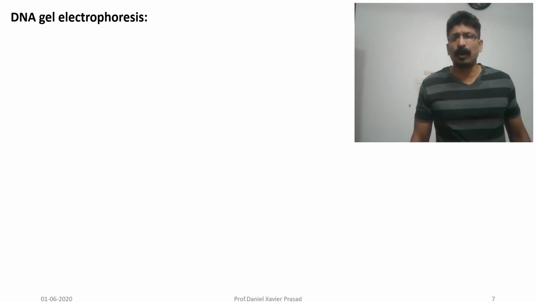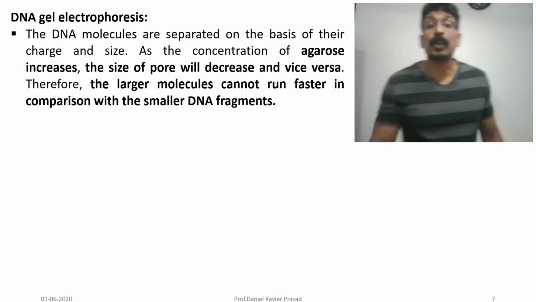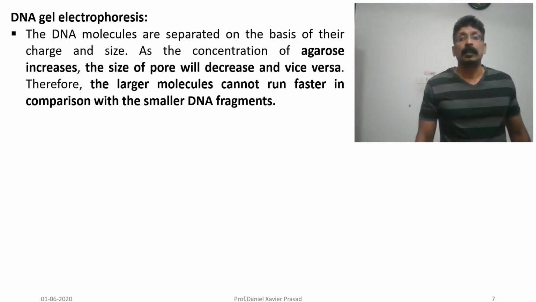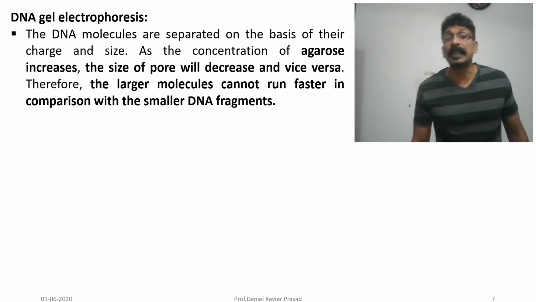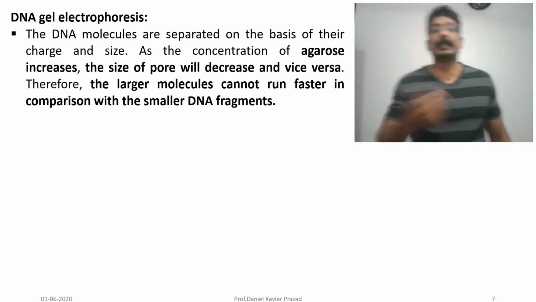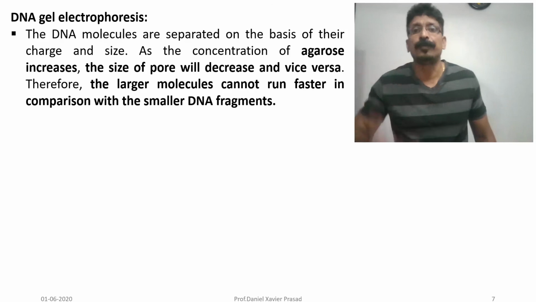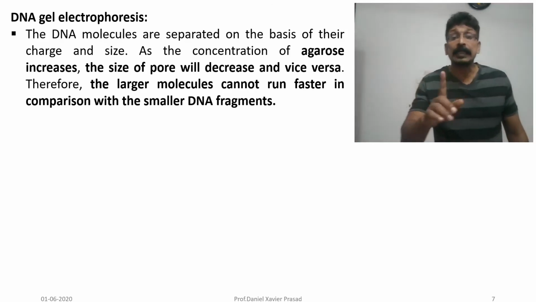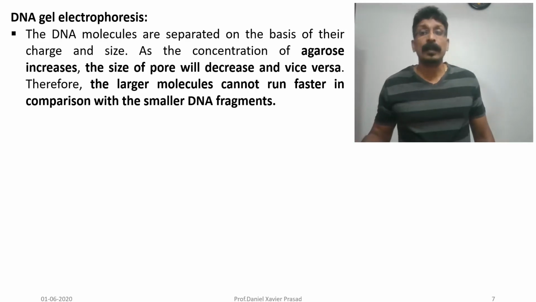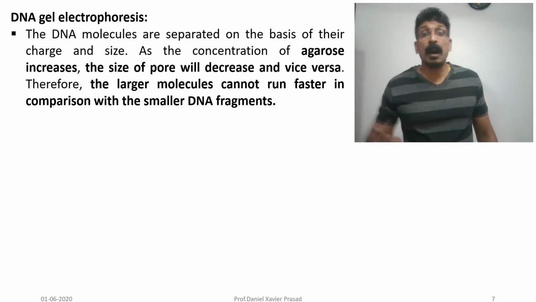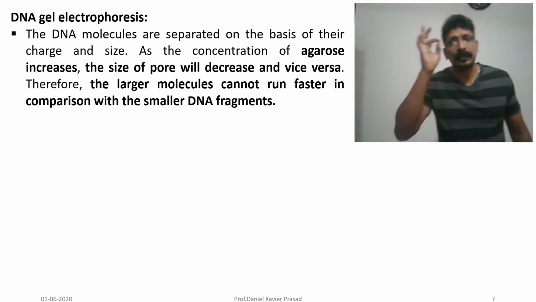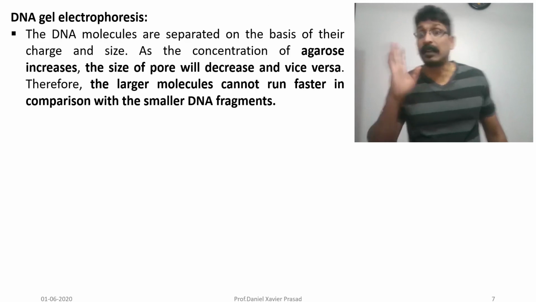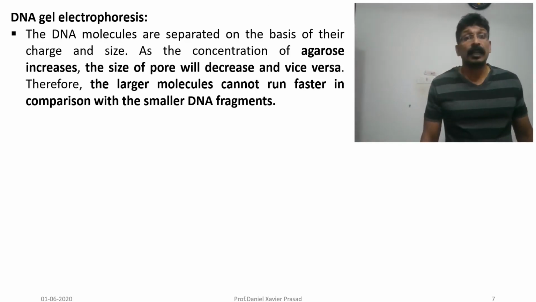You can see the DNA molecules are separated on the basis of their charge and size. DNA is negatively charged. We are using agarose as a gel. As the concentration of agarose increases, the size of the pore decreases, and vice versa. Therefore, a large molecule cannot run as fast in comparison with the small DNA fragments.